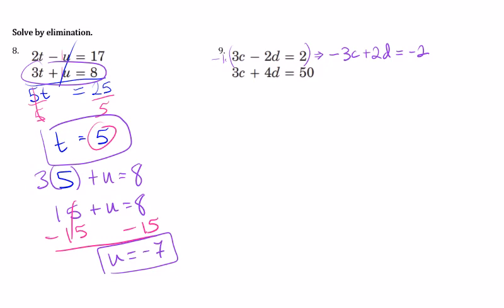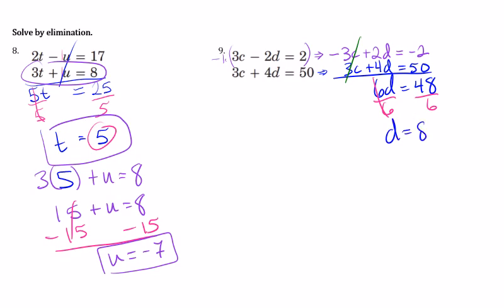This other equation, I'm just going to bring it over: +3c plus 4d equals 50. I didn't change that at all. Now these 3c's cancel out, and we end up with 6d equals 48, negative 2 plus 50. Then we can divide both sides by 6, and we get d equals 8.